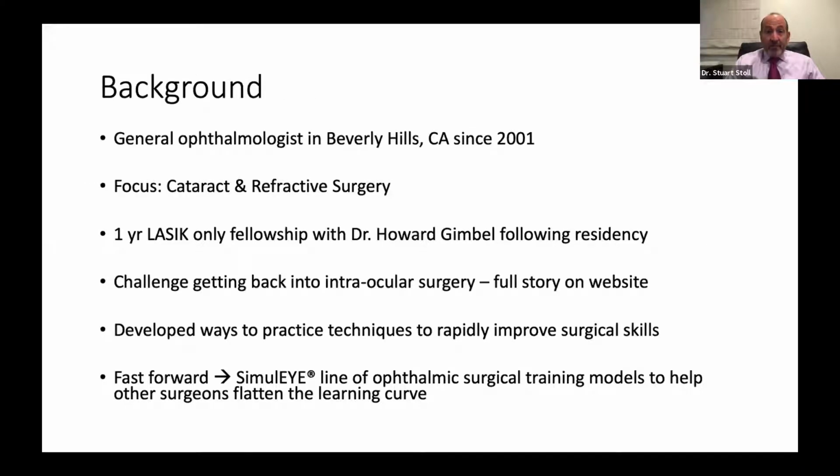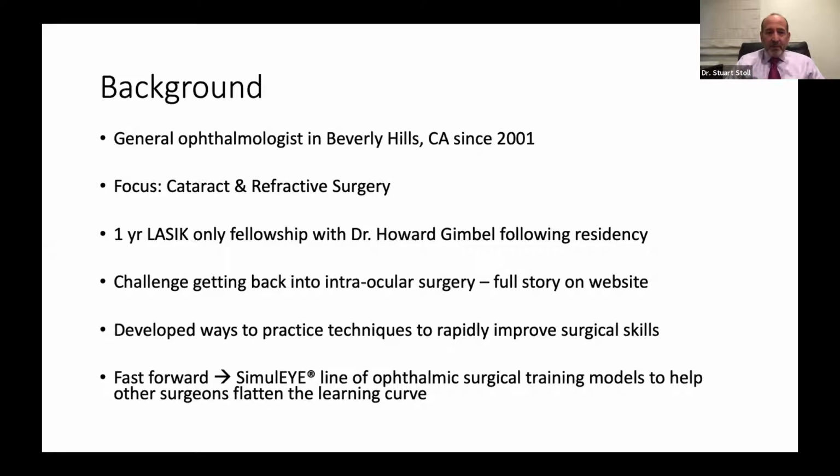So my background, I'm a general ophthalmologist in Beverly Hills, California since 2001. My focus is on cataract and refractive surgery. And this whole simulation and developing teaching methods came about because after my residency in Georgetown, I had the opportunity to do a one-year LASIK-only fellowship with Dr. Howard Gimbel up in Calgary, Canada. It was an amazing experience.